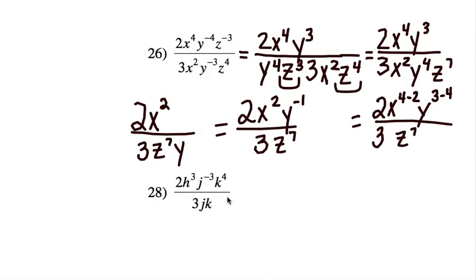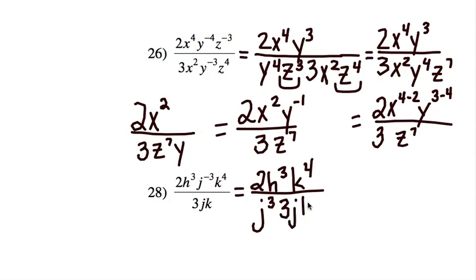So let's look at 28 now. So I have a negative exponent here, so I'm going to get rid of it first. So 2 stays, h cubed stays, j to the negative 3 moves and becomes positive, k to the 4th stays. Now I'm at 3. 3 stays, j stays, k stays.